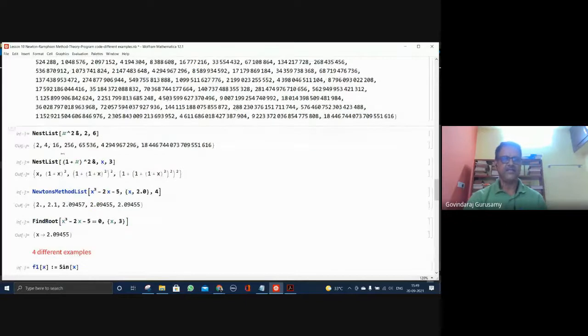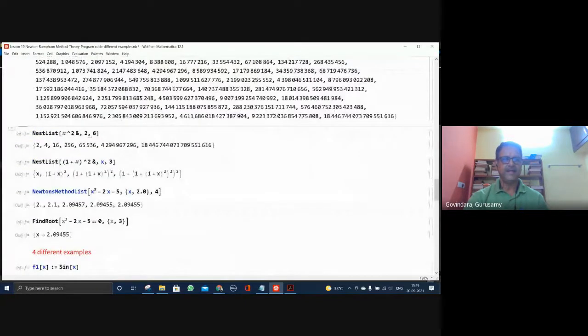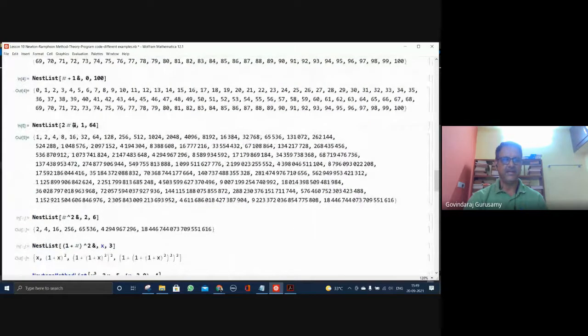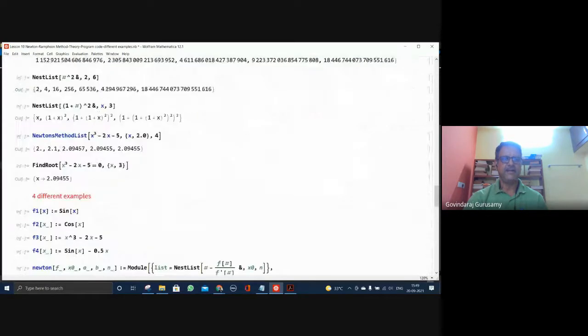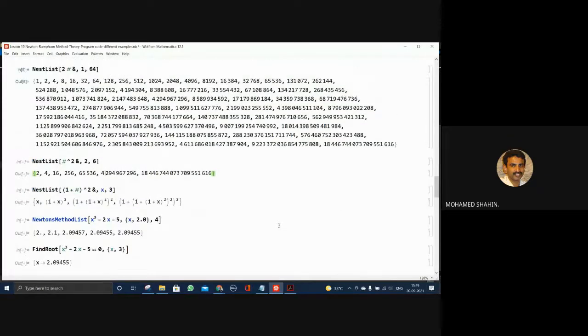Next, NestList can do such simple things, and here it's completely different. This is doubling it. And what is happening here? What happened here?